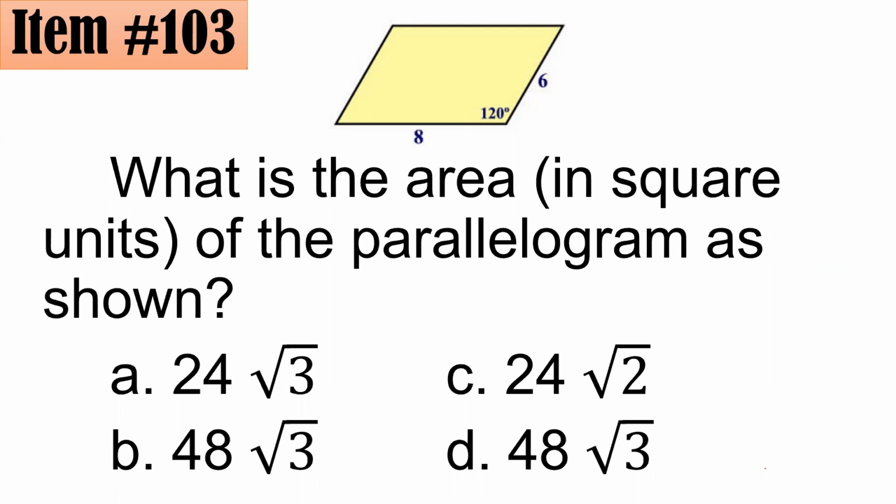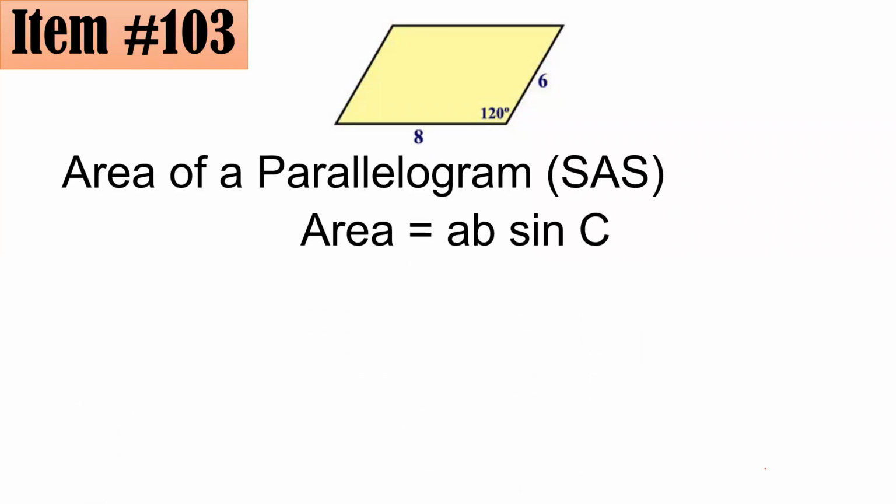Okay, letter A yung sagot. Tandaan po natin ha. Notice nyo po sa parallelogram na to, given po yung SAS. Meron po tayong side, angle, included angle, side, SAS. And to determine the area of a parallelogram given SAS, the formula is actually area equals AB sine C, where A and B are the two consecutive sides, and C is the included angle between them.